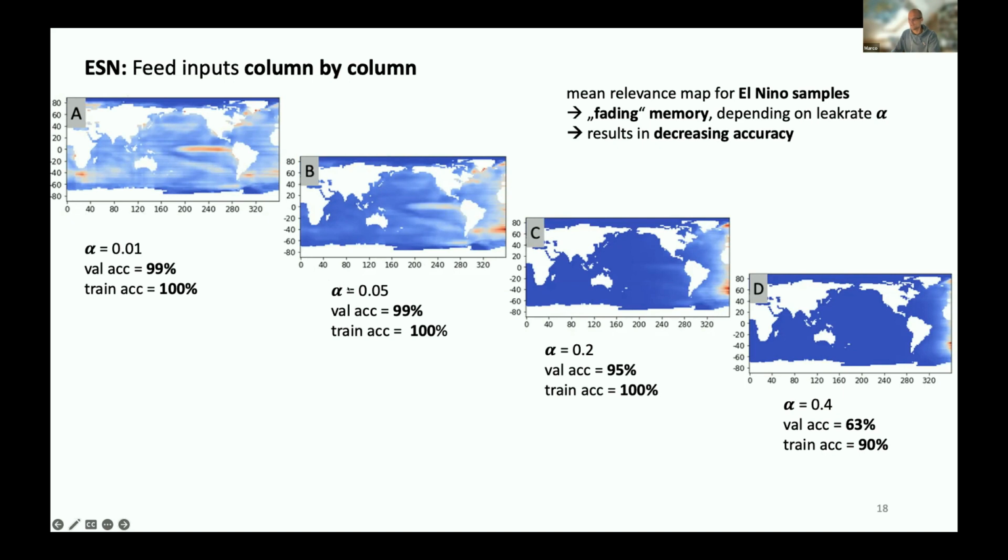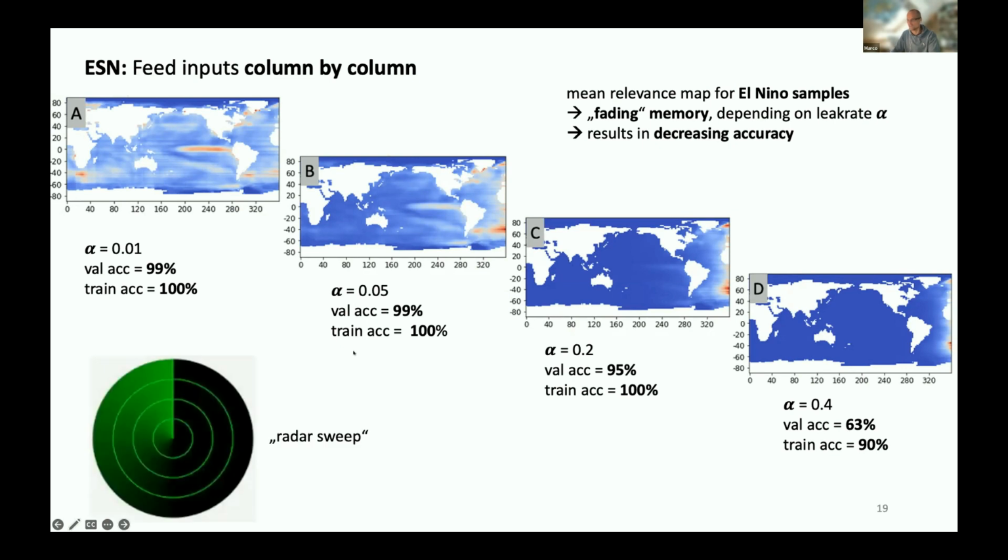And here's what happens when we increase the leak rate or change the memory parameter. Then the memory fades away. The model doesn't really remember what it has seen on the left-hand side. The relevance is focused on the right-hand part. And that can be driven to the extreme if we increase alpha to 0.2 or even to 0.4, where the model only really encounters the right-hand part of the input samples. It doesn't really remember what it has seen in the tropical Pacific. And therefore the accuracy drops to about random guessing. So it's kind of like a radar sweep that is scanning the input samples.